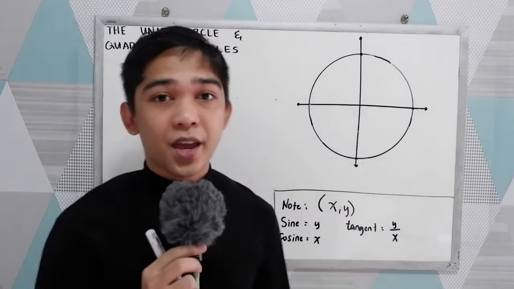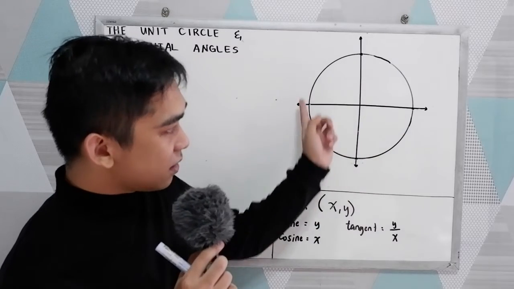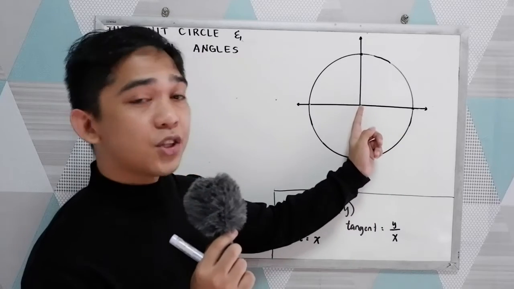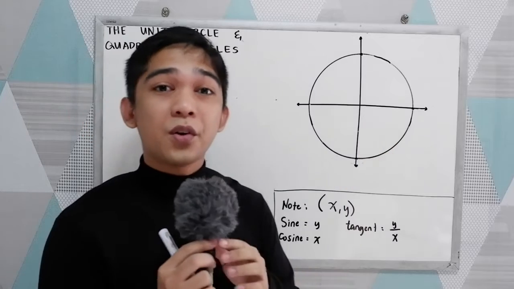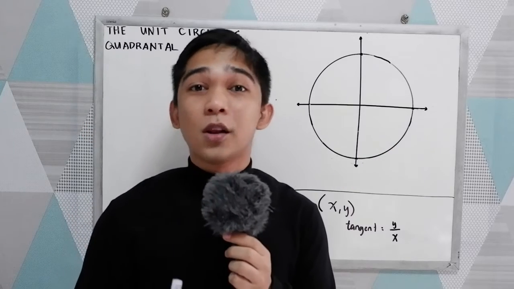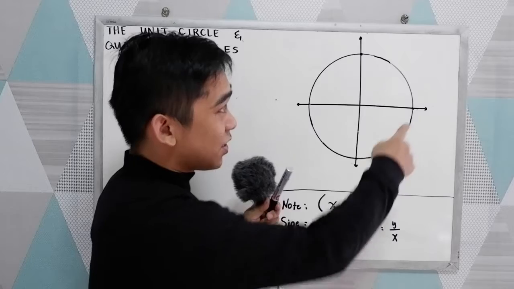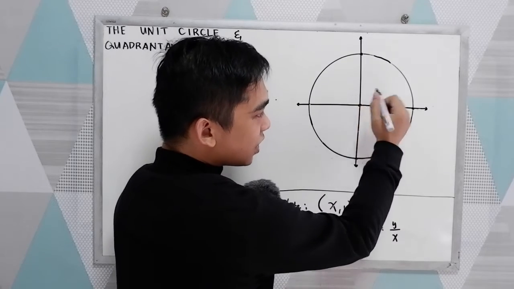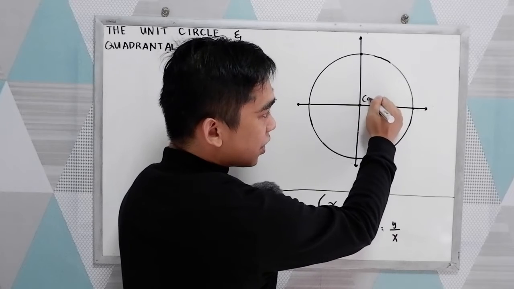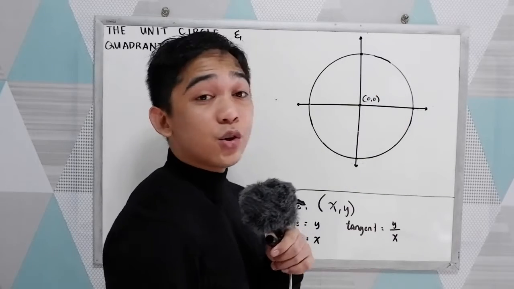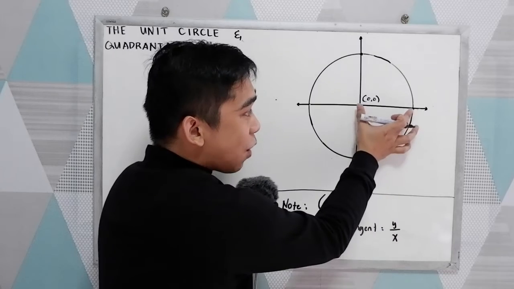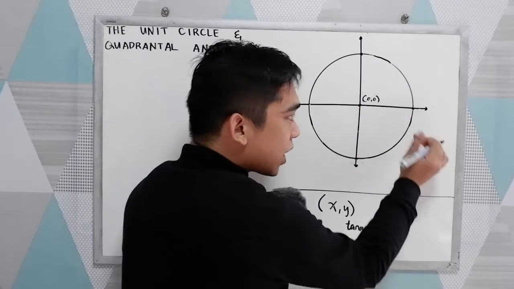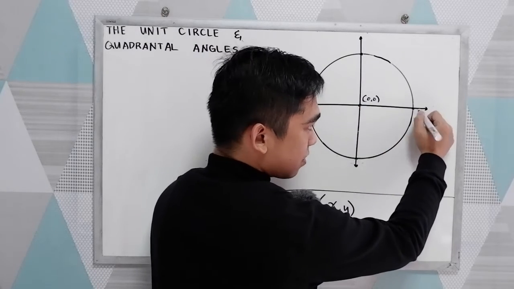When we say unit circle, it is a circle centered at the origin with the radius equal to 1. So our origin has coordinates of 0, 0 with radius equal to 1. If our radius is 1, we can get the following coordinates.